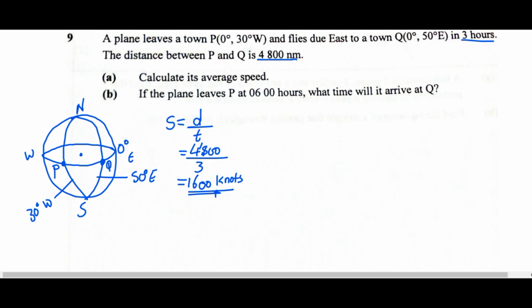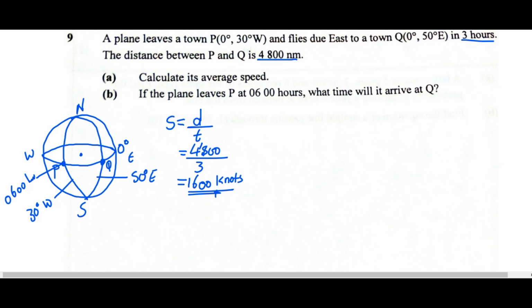Now let's move on to question B. If the plane leaves P at 06 hours, so at P it was 06 hours, what time will it arrive at Q?